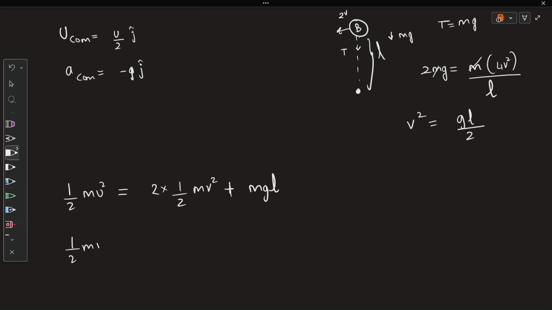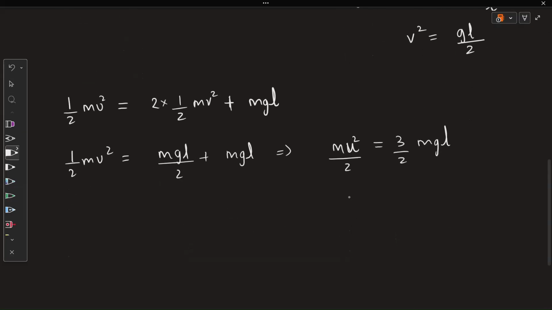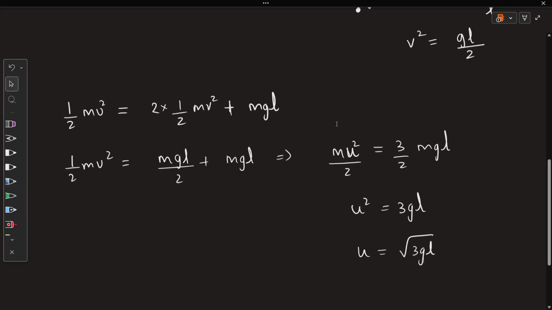So half m u square is nothing but m into v square, which is mgl by 2 plus mgl. So what I get is mu square by 2 is nothing but 3 by 2 mgl. And if I cancel, u square is 3gl and u is nothing but root over 3gl.